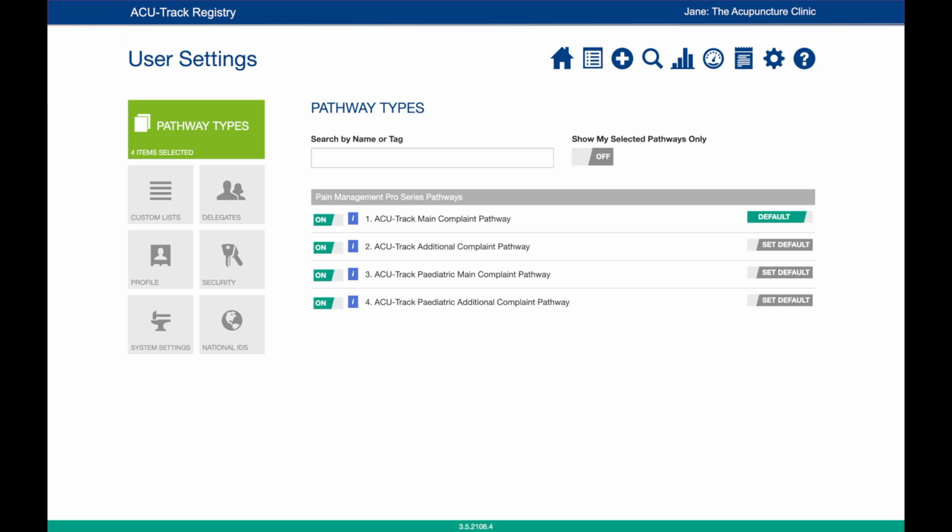Your ACU-Track account contains 2 specialist pediatric pathways, which are specifically designed for monitoring outcomes in children and adolescent patients. These are the ACU-Track Pediatric Main Complaint Pathway and the ACU-Track Pediatric Additional Complaint Pathway. If you have specifically signed up as a pediatric clinic, the Pediatric Main Complaint Pathway will be your default pathway.